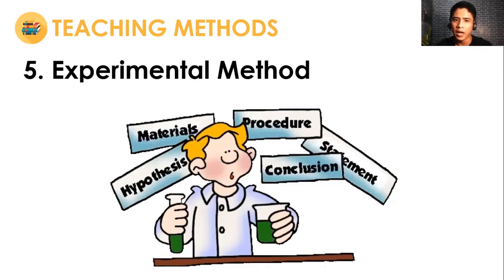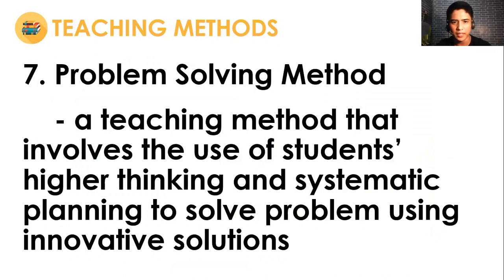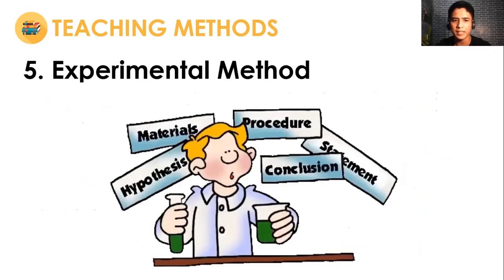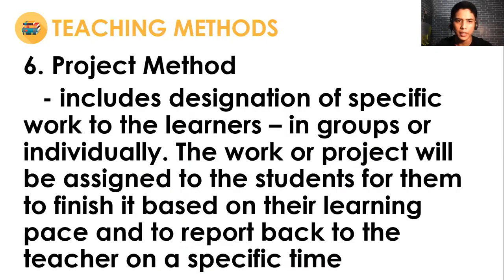Okay? So, ang pinagkaiba ng experiment at saka yung number 7 kanina, problem solving, is that si experiment, this is where the students try to confirm or deny a theory, confirm or deny a hypothesis. So that's experimental method. The next one is project method.